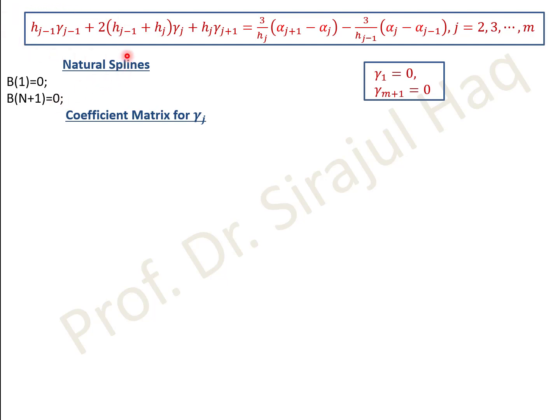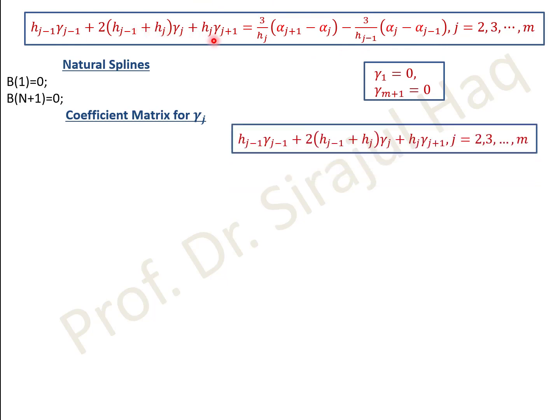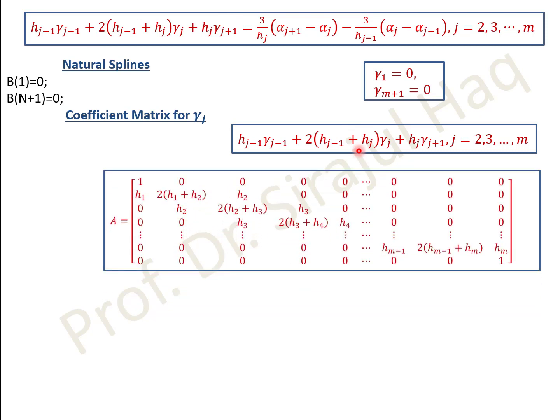My focus is in this portion only, because this can be written as Ax is equal to B. So this is B which we defined. Now let's focus on this coefficient matrix for gamma j. You can see I have taken just this portion and reproduced here, and this is the matrix. I just copied the matrix from the previous lectures. This was the matrix we got.